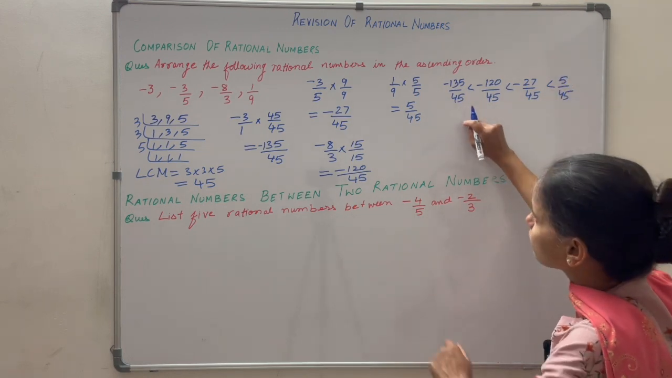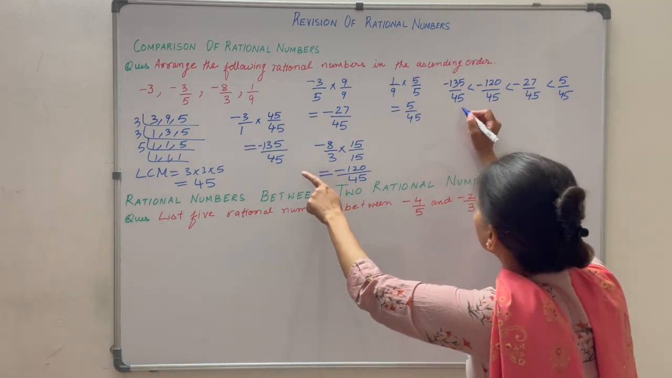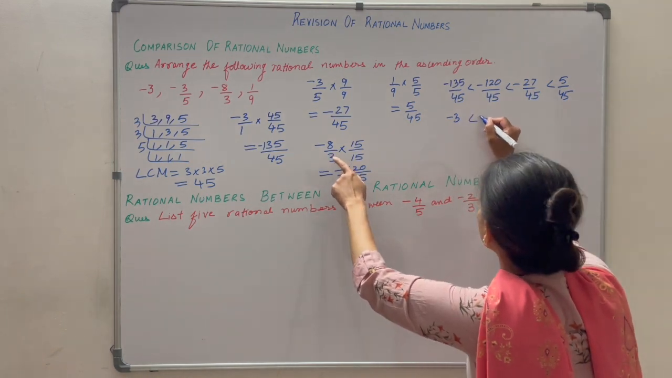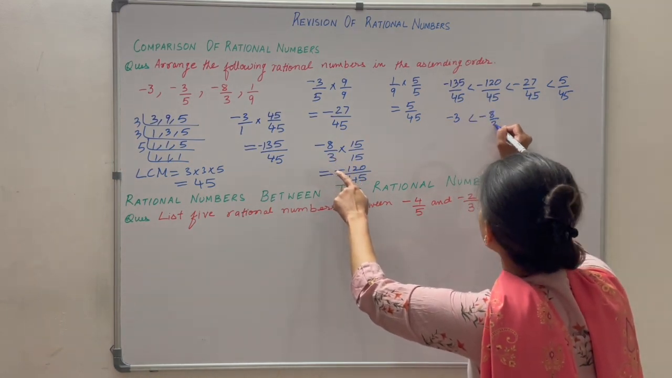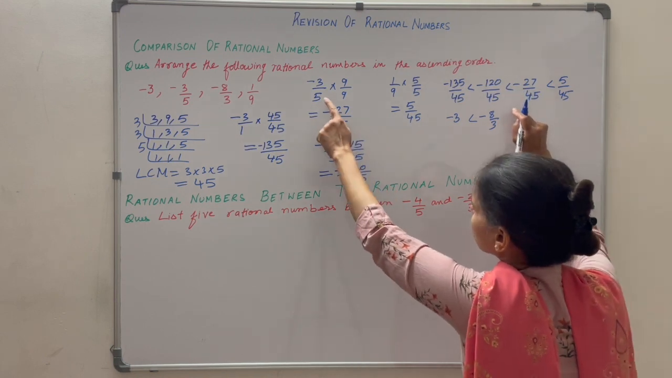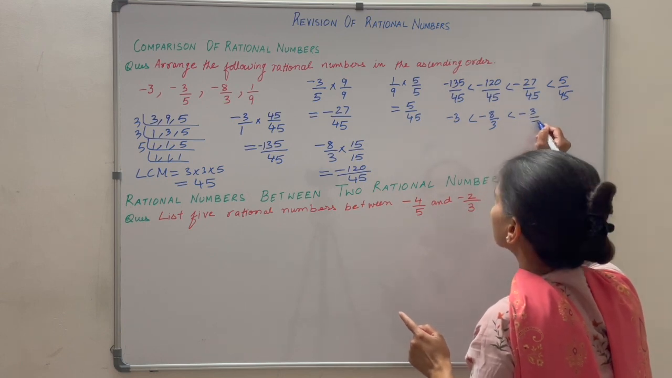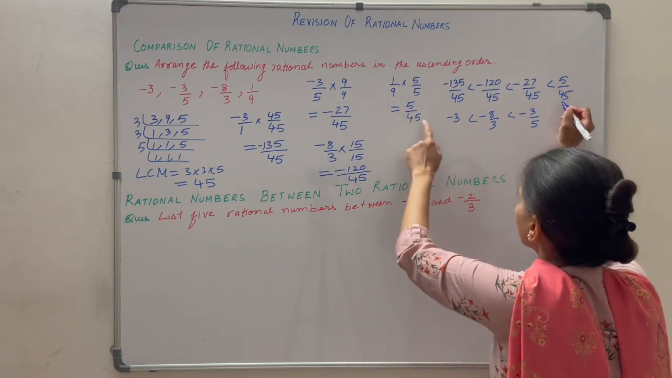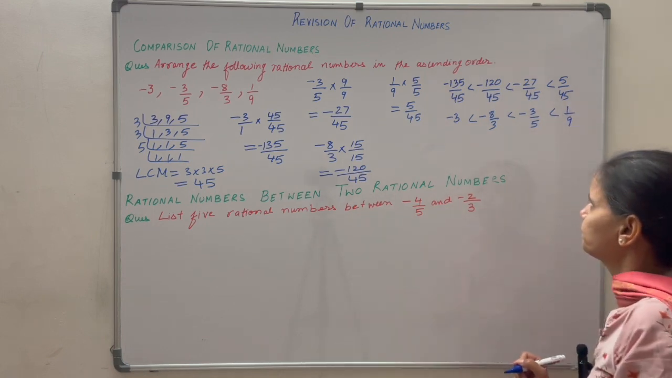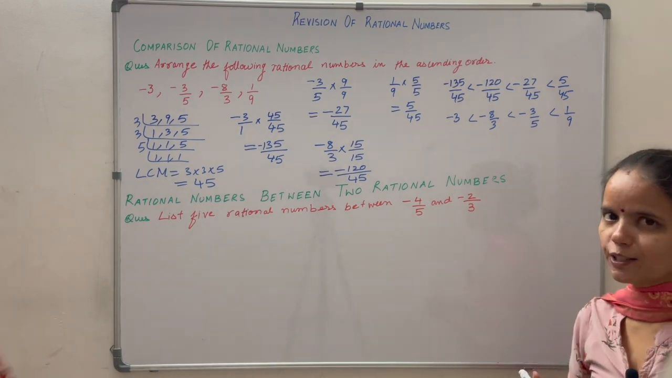So they have asked for these rational numbers, not the equivalent rational numbers. So minus 3 is the smallest and then you have minus 8 upon 3 because that is equivalent to this. Minus 27 upon 45 is this number. So that is minus 3 upon 5, and then for 5 upon 45 it is 1 upon 9. So we have arranged the rational numbers in ascending order.